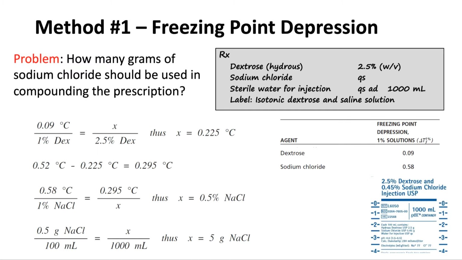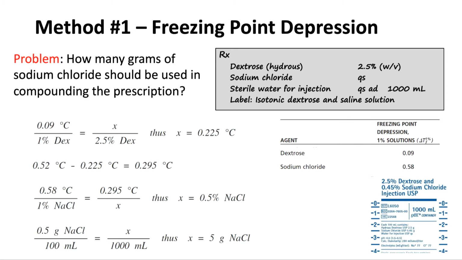Rounding a little bit, we solve for X, and that equals 0.5% sodium chloride. The only trick at this point, so that's what we know, is that our 1 liter bag that we're going to make needs to have 0.5%. So we need to solve for the weight of sodium chloride, because the question wants to know how many grams.